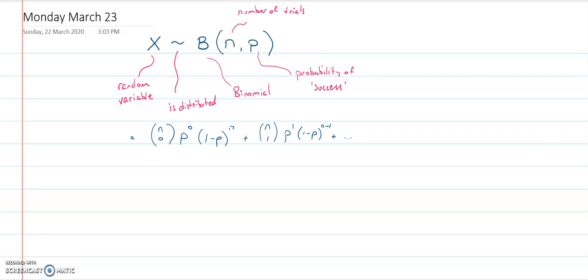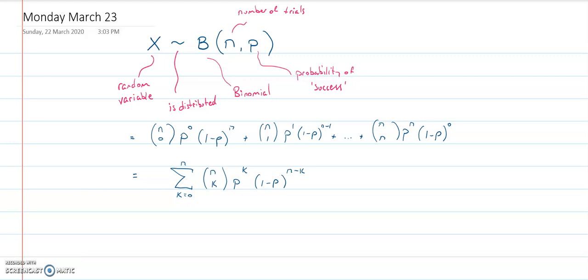And this would continue all the way up to n, where all our attempts are successful, and so no failures, 1 minus P being our failures, to the 0. We can write this in a shorthand fashion using sigma, k equals 0 to n, nCk, then P to the power of k, and then 1 minus P to the power of n minus k. So that would be the general distribution of our binomial probability scenario.